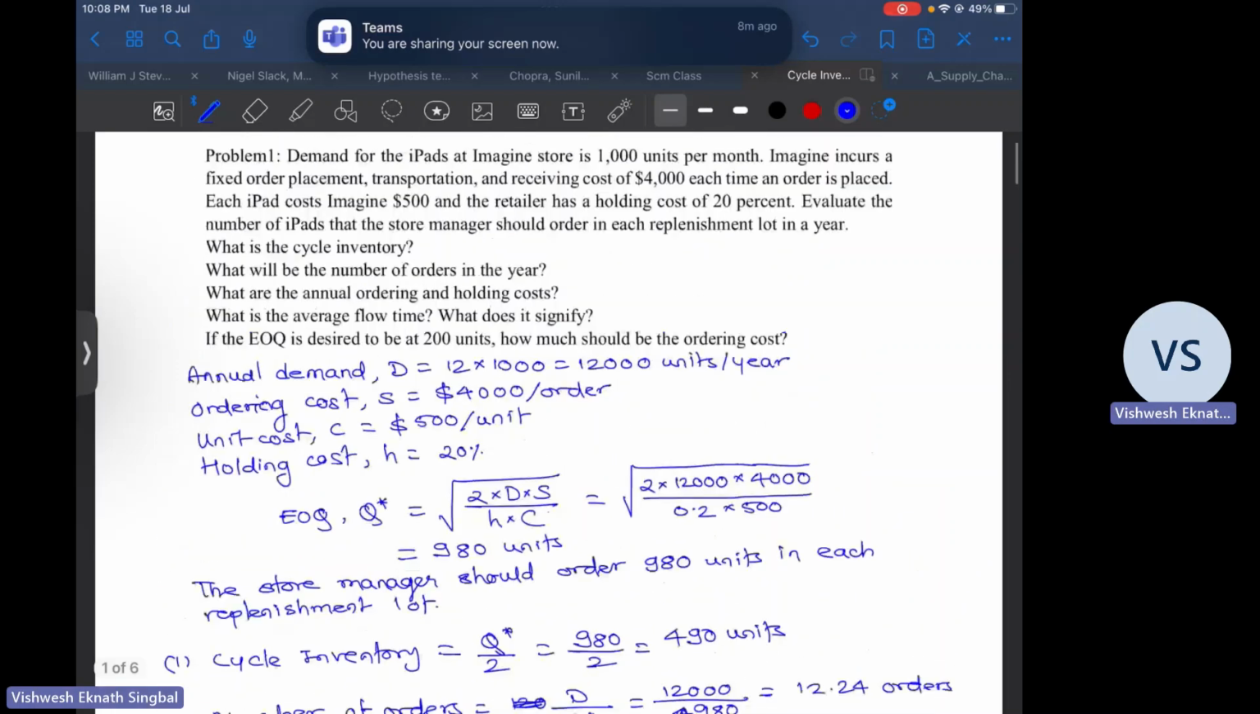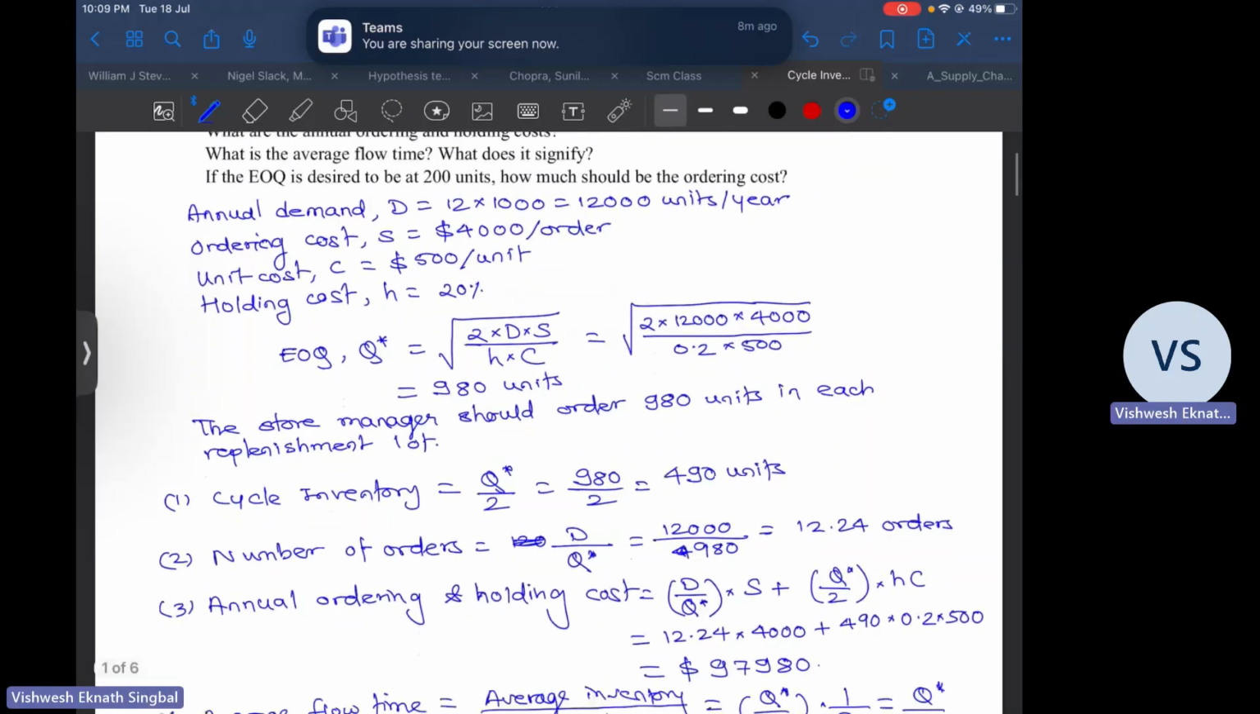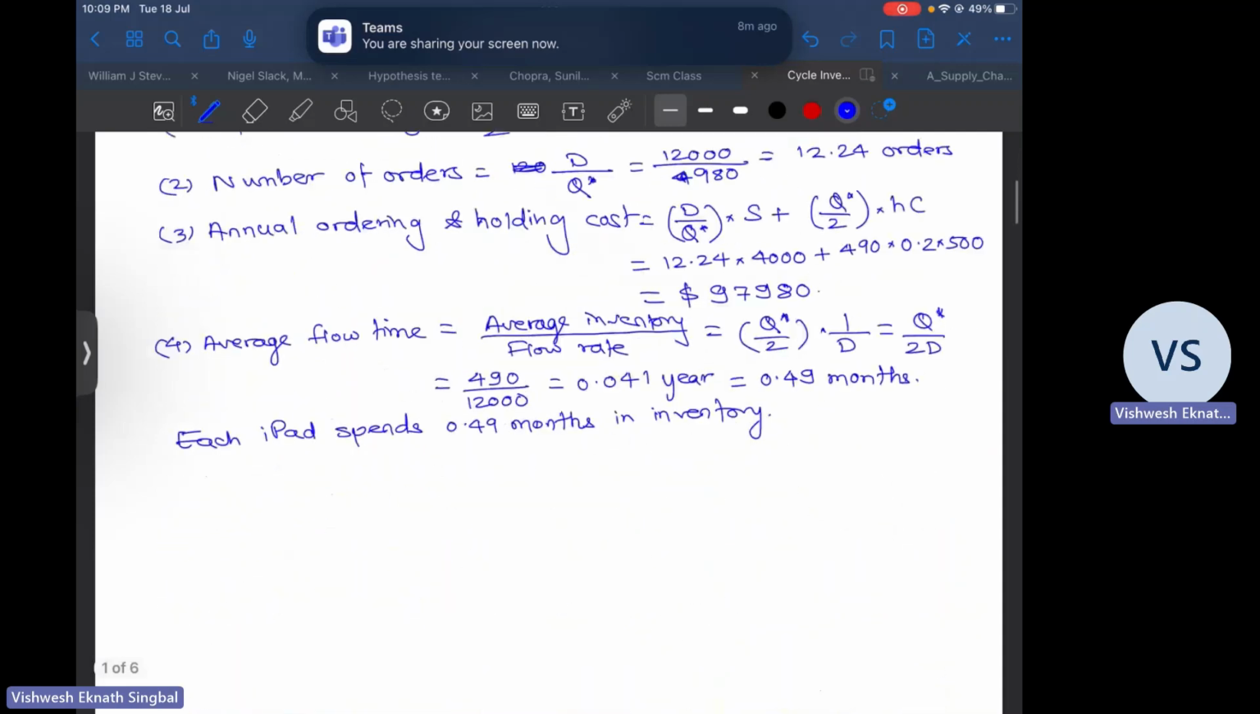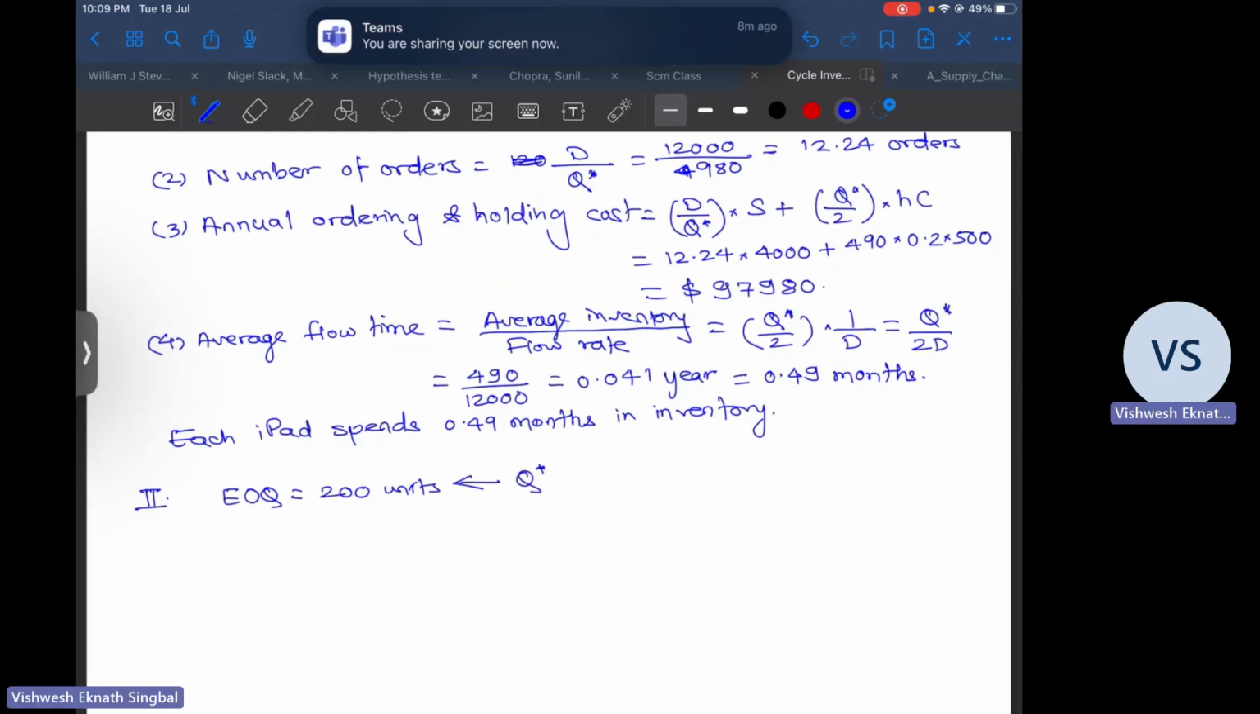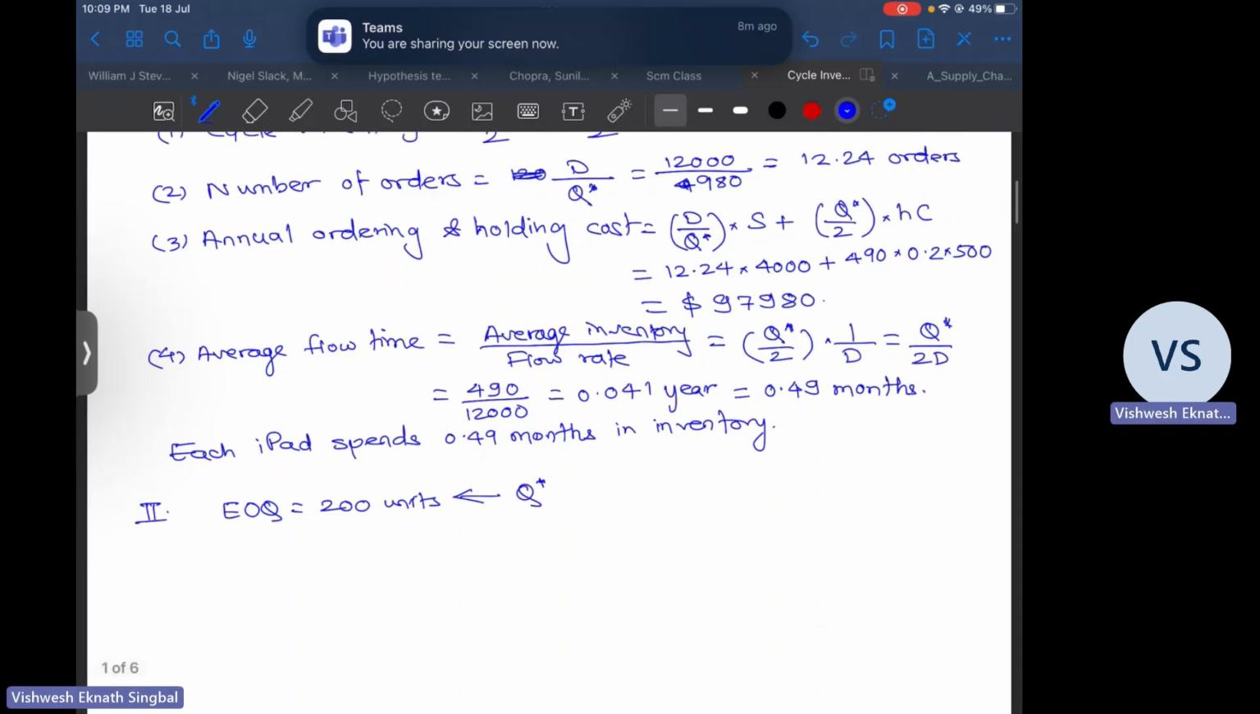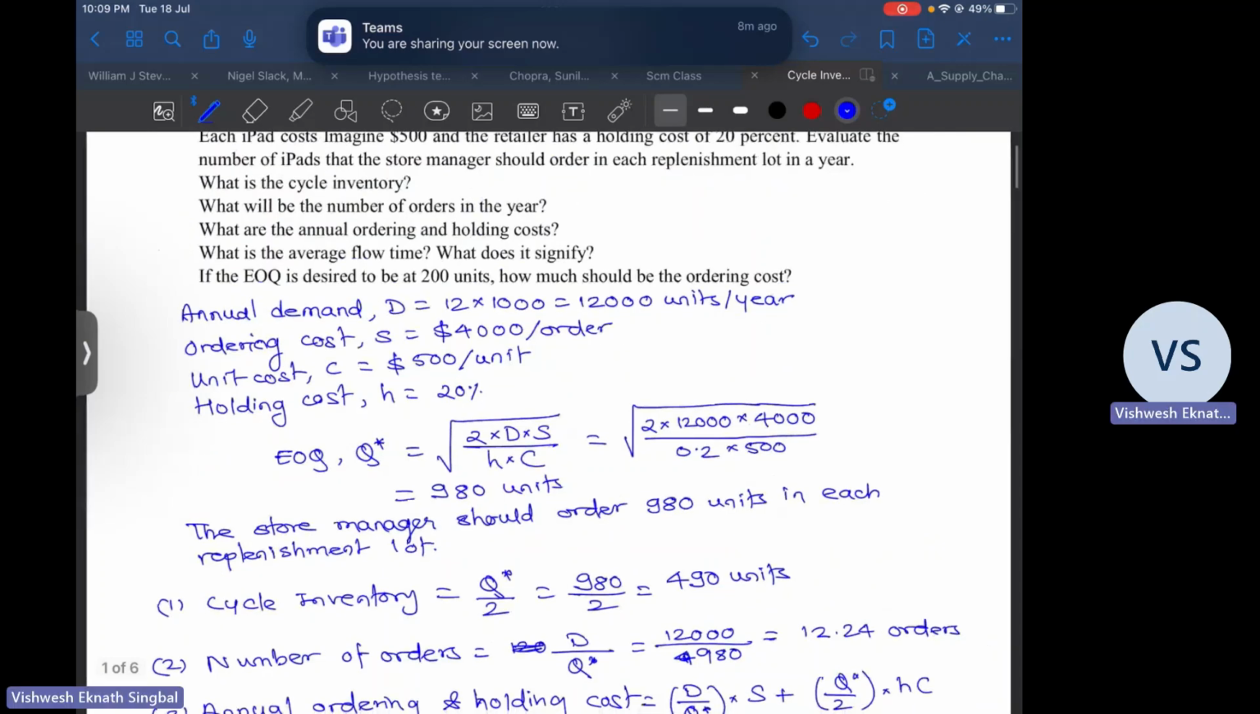Okay, so we are done with all the sub questions, but there is one more scenario that we have to consider now. This is the second part. Here we are given EOQ to be 200 units. This is our Q star, right? Now to arrive at this EOQ, what should be the ordering cost? That is to be assessed. How much should be the ordering cost?